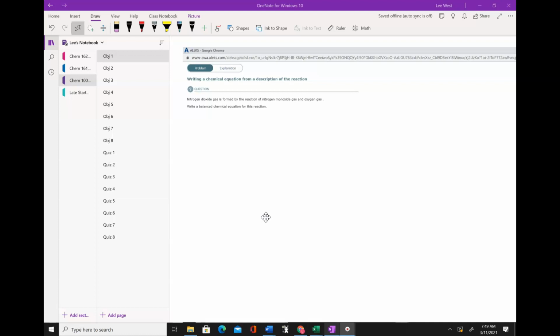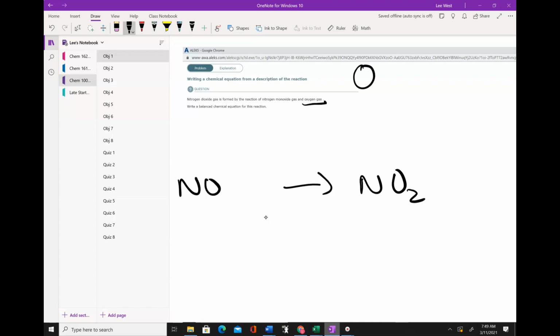So the important thing is that you know what are the reactants and what are the products. So it says nitrogen dioxide gas is formed. So that means that nitrogen dioxide is a product. And then it says it's going to be formed by the reaction of, so now it's describing what the reactants are, and so then it says nitrogen monoxide and oxygen gas. And the important thing to remember here is that oxygen is a diatomic element, so that's going to be O2.